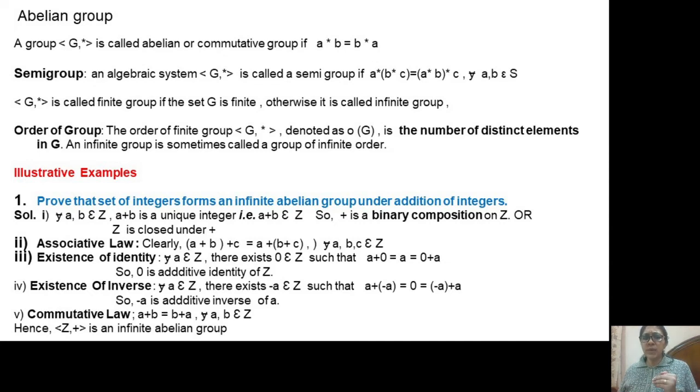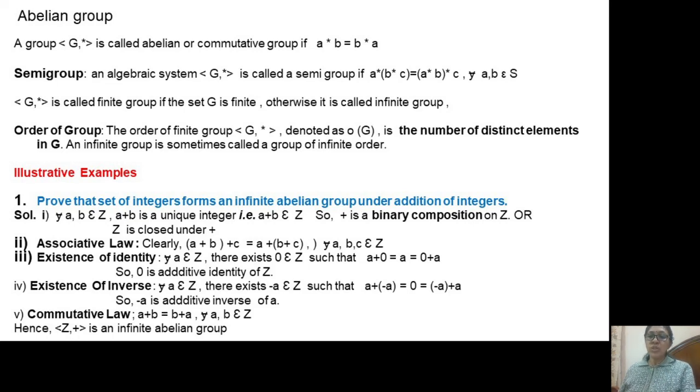We denote integers by Z. So for all A, B belonging to Z, A plus B is a unique integer. That is, A plus B also belongs to Z. So star is a binary composition on Z, or in other words we say that Z is closed under star. This is the first axiom. Also we have known from our lower classes that addition is associative in integers. Whether we first add the first two elements and then add the third, or first add the last two elements and then add the first, the result does not change for addition. So the associative law also holds.